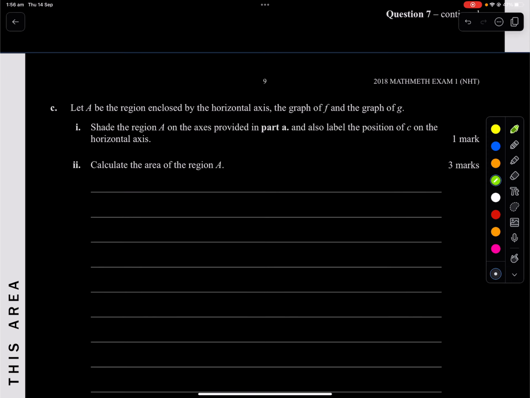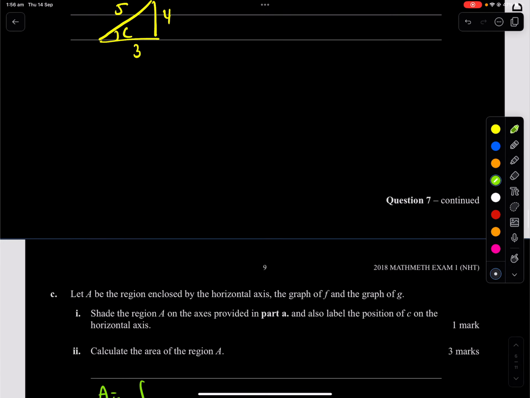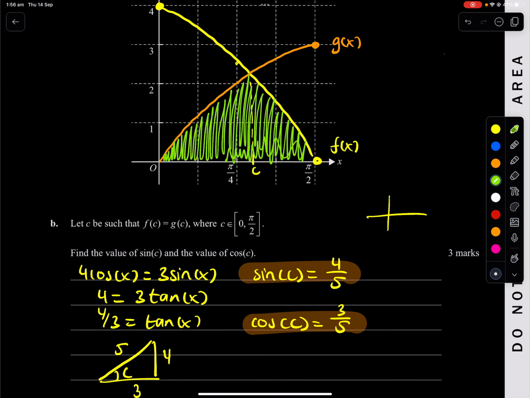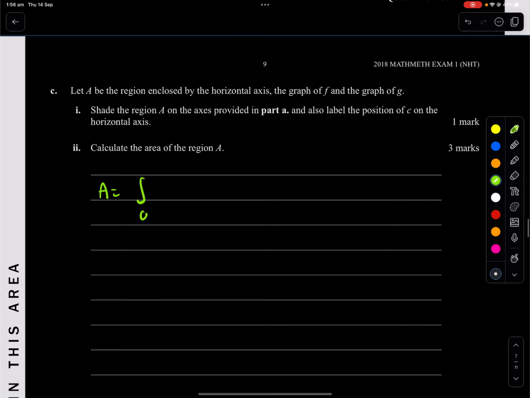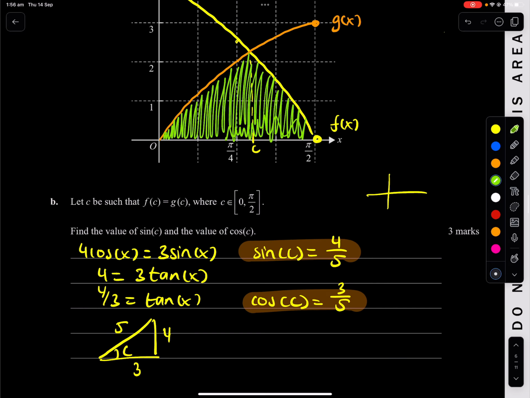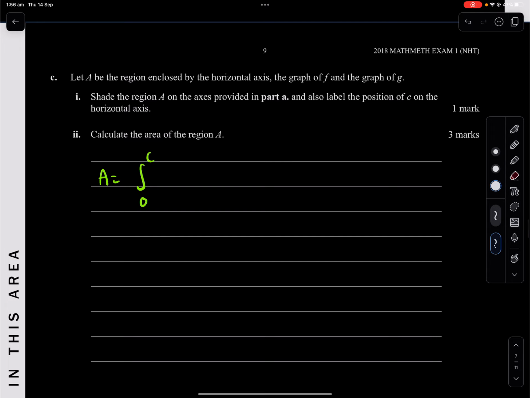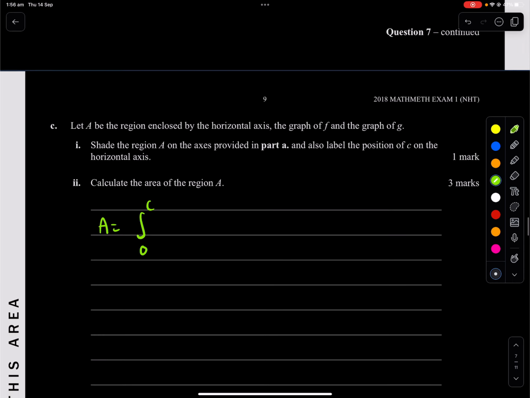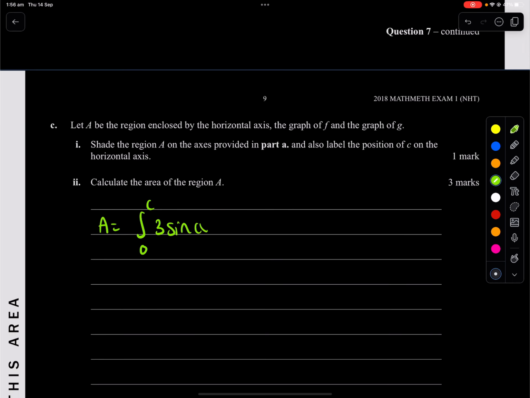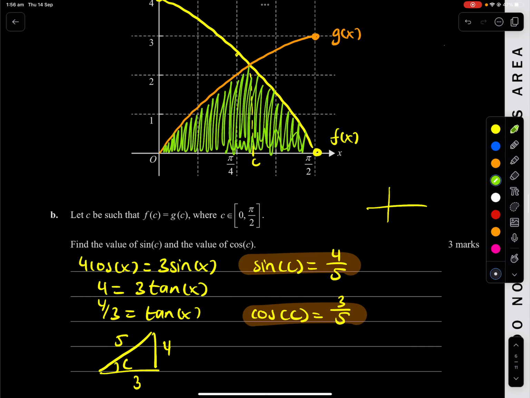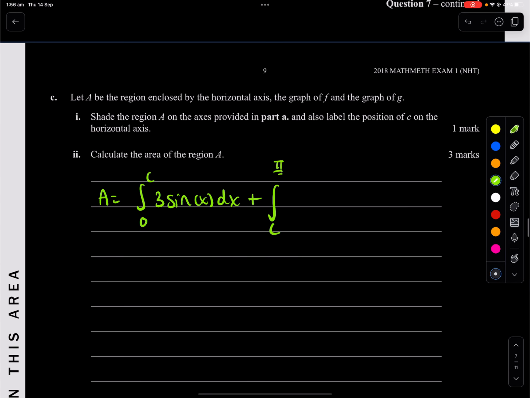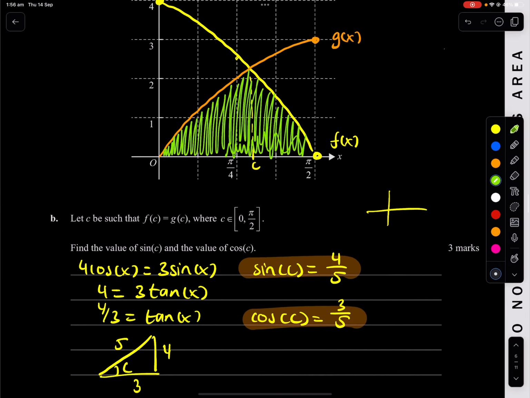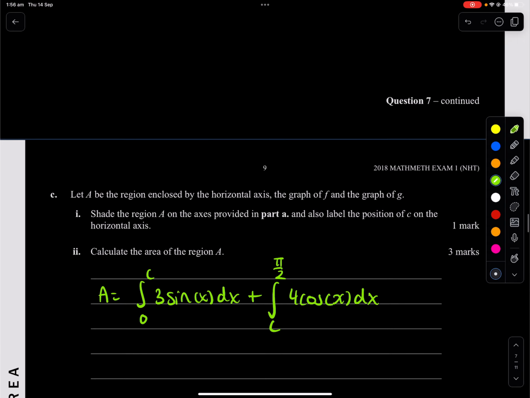Calculate the area of A. So the area is what? From 0 to C, the upper function is g of x. So what's g of x? It's the integral of 3 sine x dx, plus from C to pi on 2, the integral of 4 cos x dx. Is that right? 4 cos x. All right, perfect. Now let's simplify that.